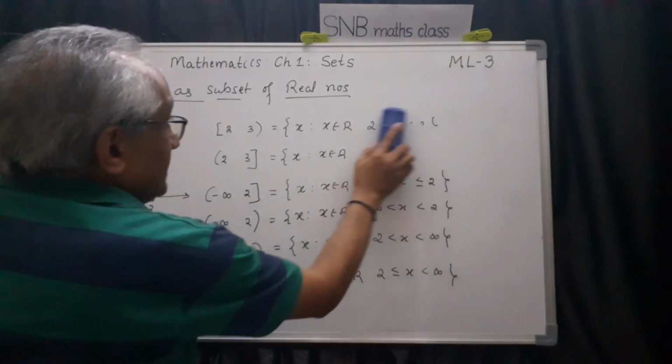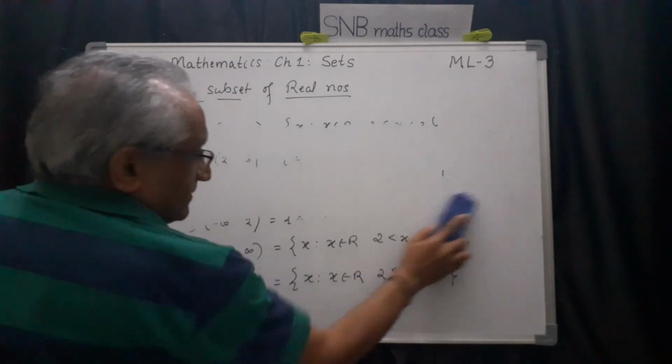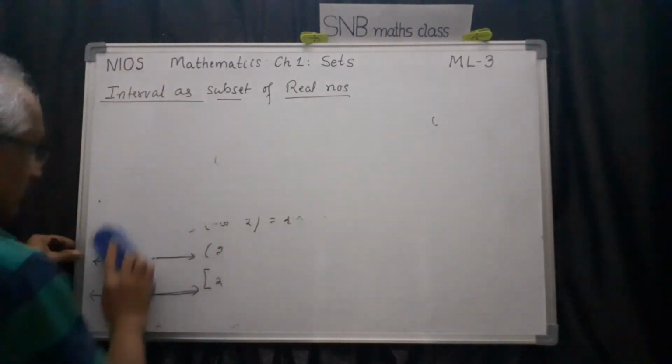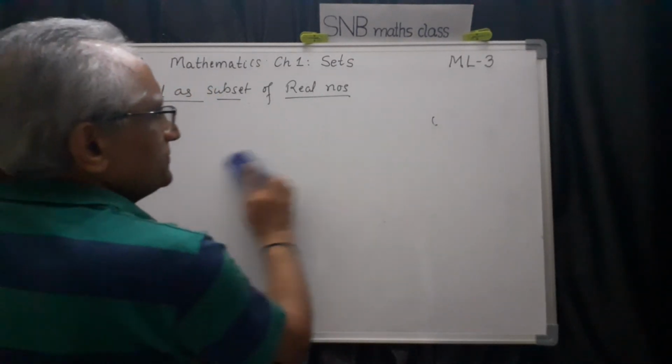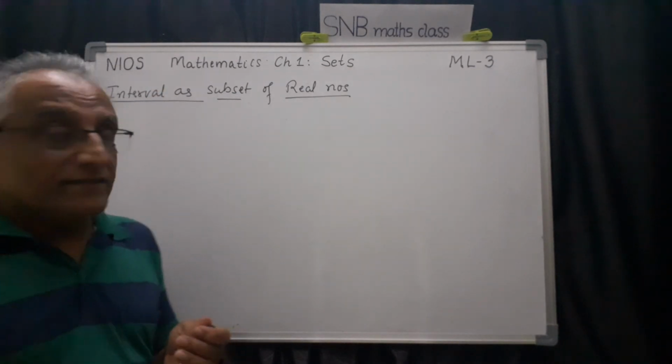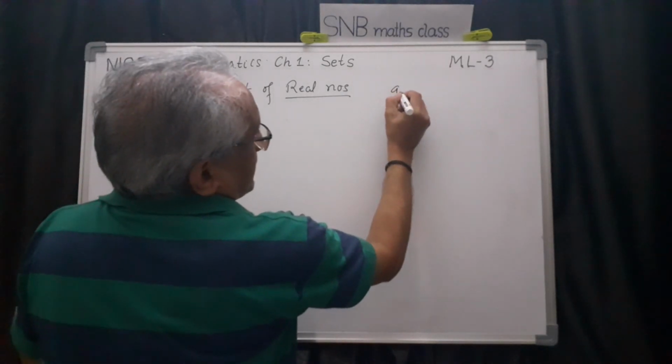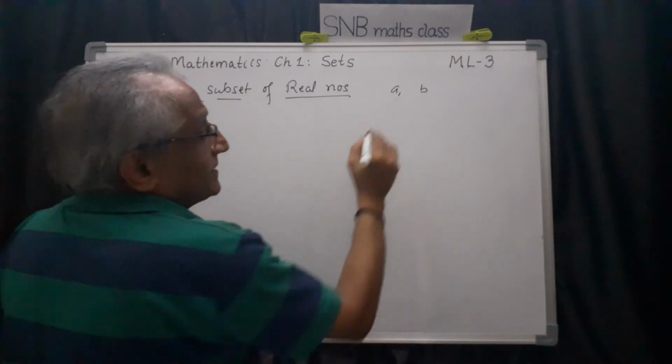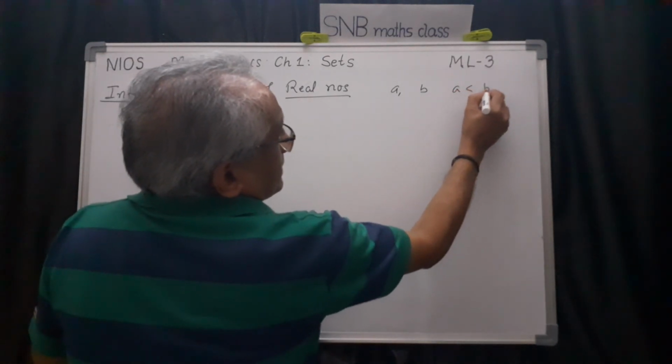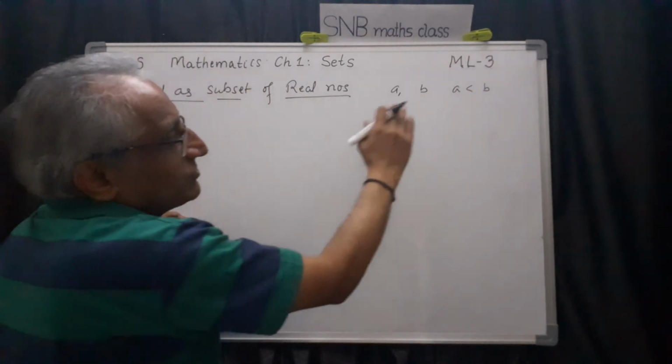Now let me write it in general. I have taken specific examples like 2 and 3, but we can take A and B, any two numbers A and B. The condition is that A should be less than B, then A should be on the left side and B on the right side.